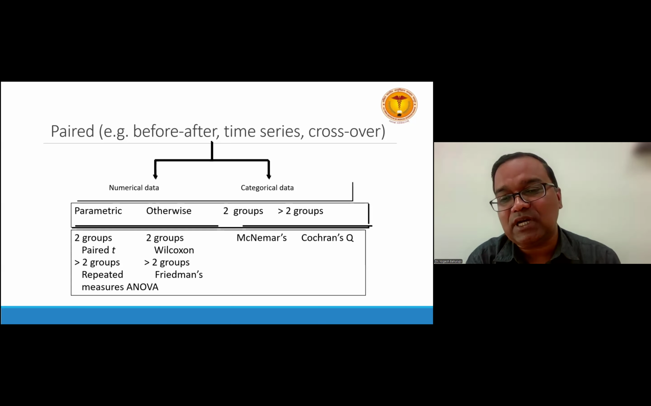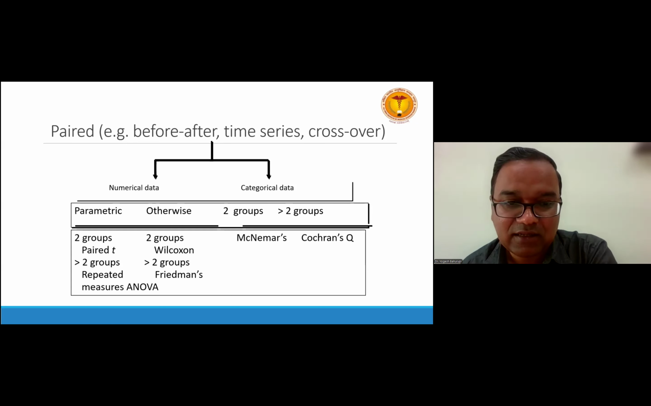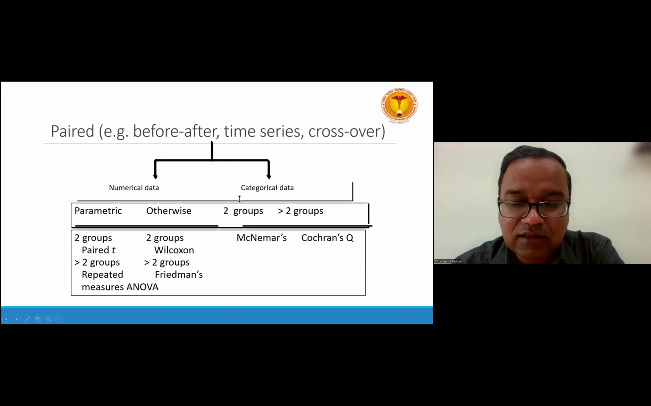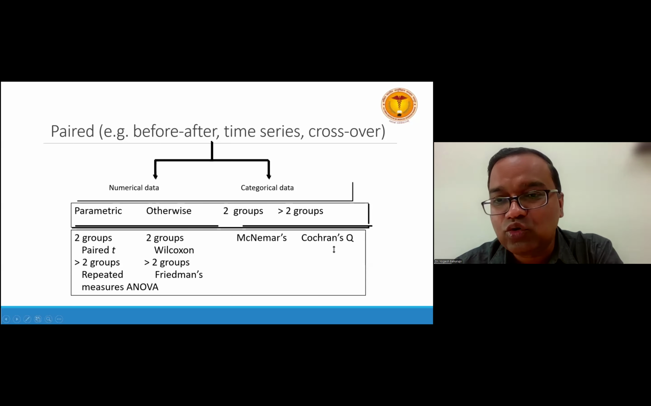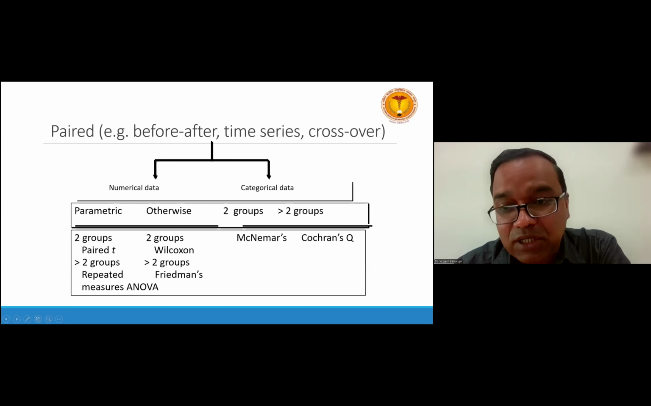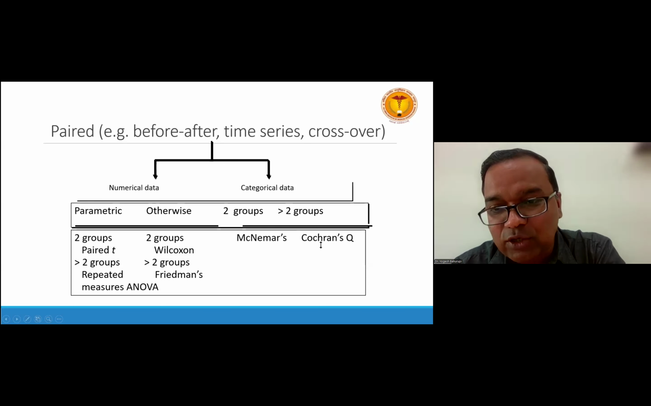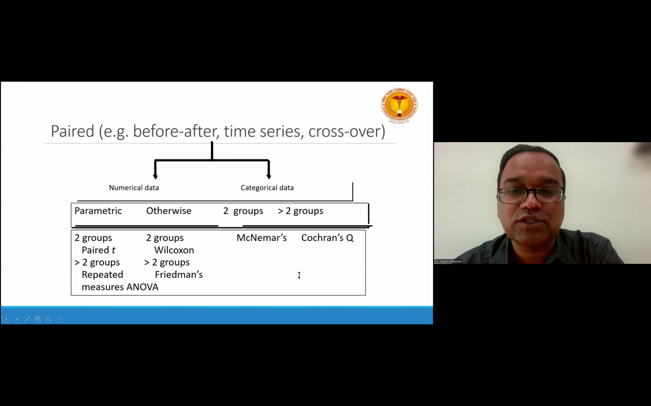The previous data was categorical. Similarly, the after data is categorical. Since the categorical data has only 2 groups, yes and no, I'll be applying McNemar's test. And suppose it was something like yes, no, and don't know, or maybe. If it is more than 2 groups, then I'll be applying Cochran's Q test. So these were the tests of significance for paired and unpaired data.